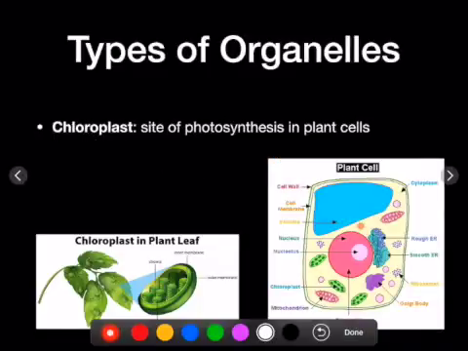Our chloroplast, this is the site of photosynthesis in the plant cell, okay? So, in other words, we're going to take sunlight, we're going to take carbon dioxide, and we're going to make glucose in our cell. So, this is our other factory molecule inside of our cell, okay?